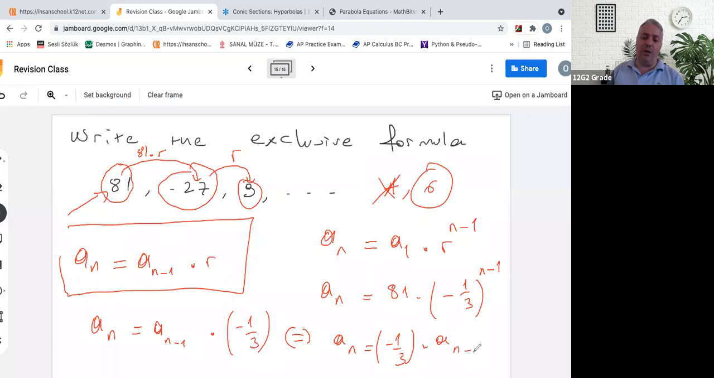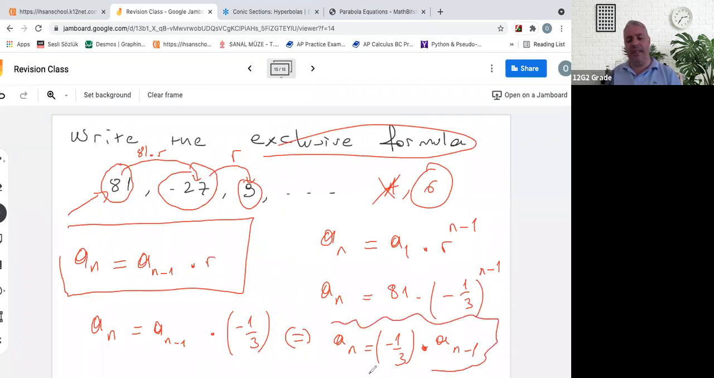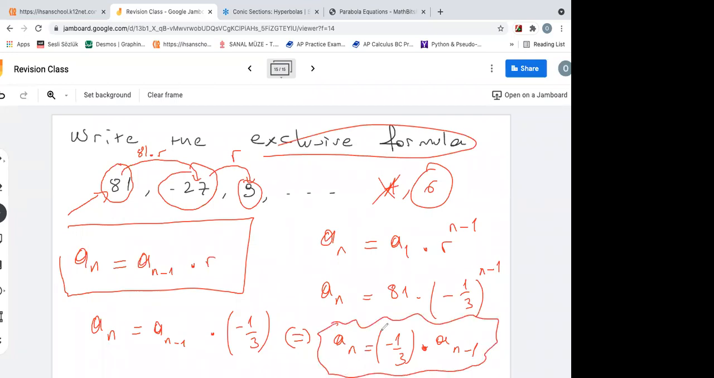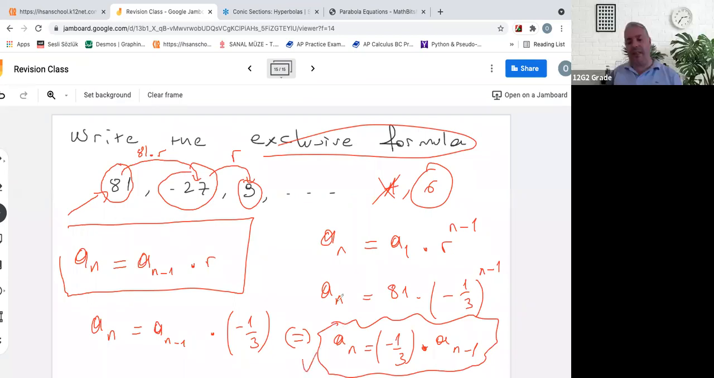So this is called the recursive formula. That's it. So if you see this in the alternatives, select. If you see this, select. One of them you will see, not both of them. Okay? Finished.